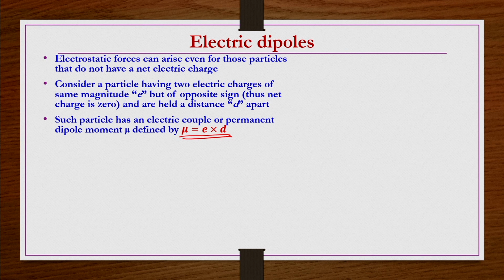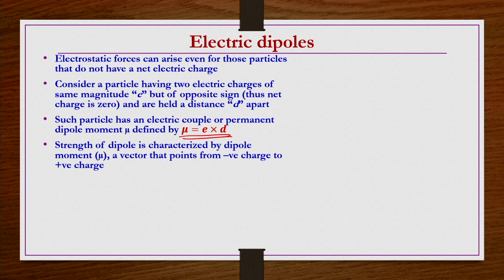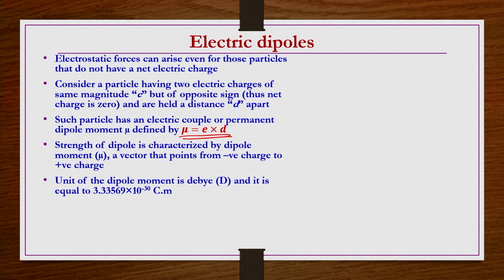So, how does it occur? Even though the net charge is 0, some kind of electric field is developed in some molecules, and because of that electric field, this dipole moment is developed. We will see that. The strength of a dipole is characterized by the dipole moment mu, which is a vector that points from the negative charge to the positive charge. The unit of dipole moment is the debye, and it is equal to 3.33569 × 10^-30 coulomb meter.